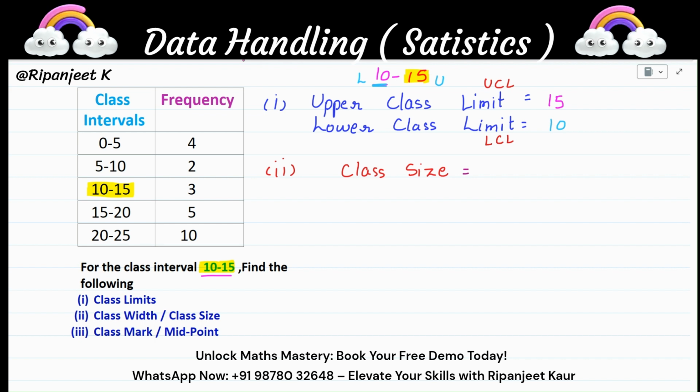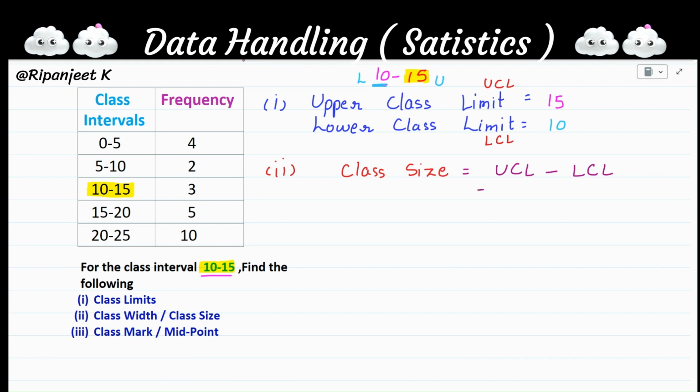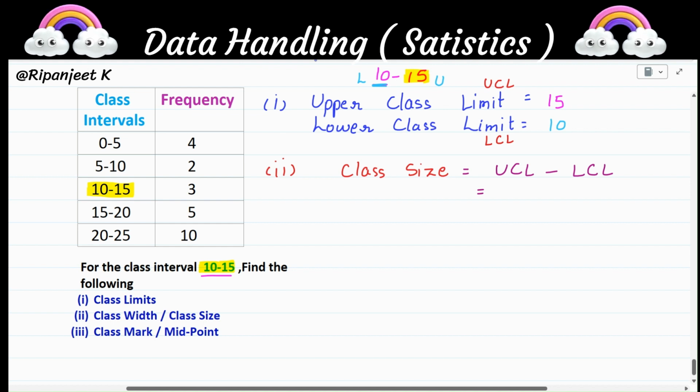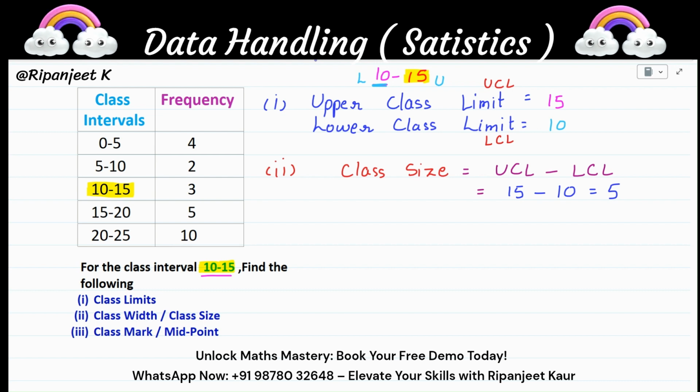After this, what is a class size? Well, it is nothing but the difference between the upper class limit and the lower class limit. Their subtraction is the class size. The upper class limit over here is 15 and the lower class limit is 10, so their difference is 5. So the class size or the class width for the 10 to 15 class interval is 5.